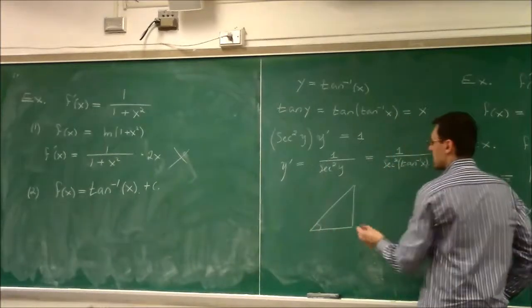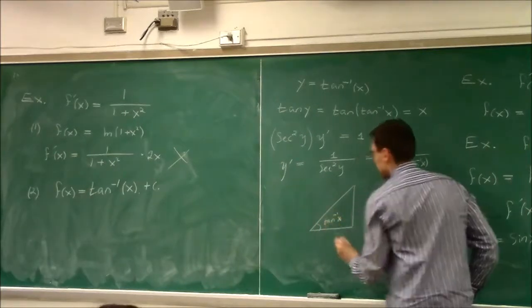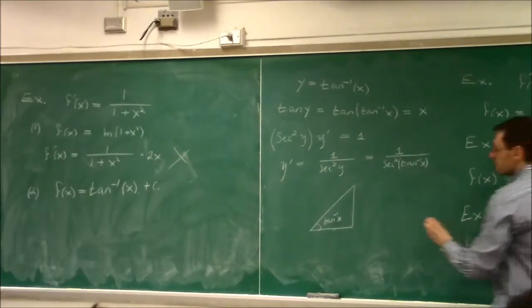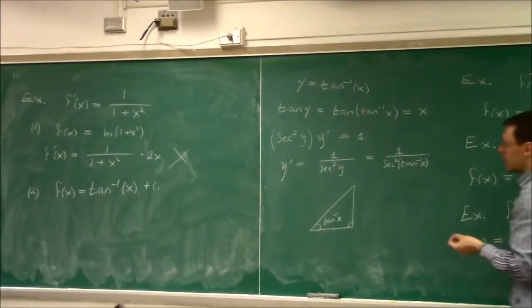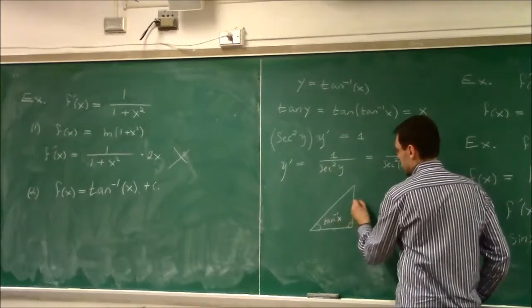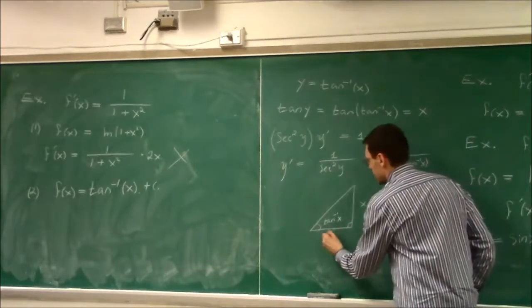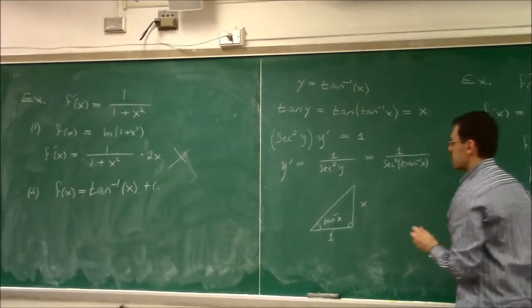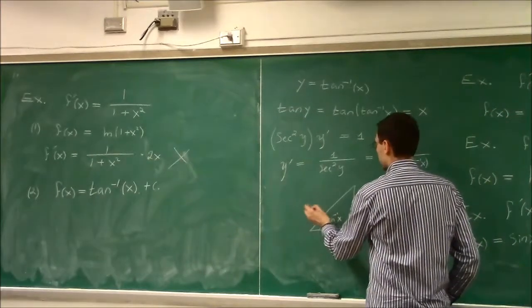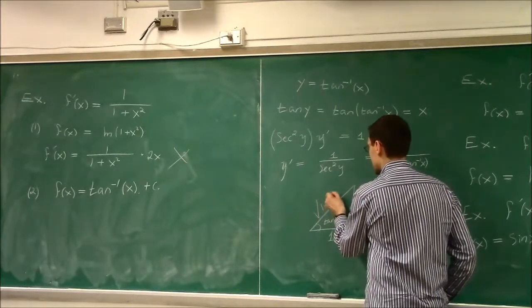Consider the angle tangent inverse of x. Apply tangent to it, and what you get is x. So the easiest way to represent x as a ratio of opposite to adjacent is x divided by 1. Correct? So it's x over 1. Therefore, the hypotenuse is the square root of 1 plus x squared.